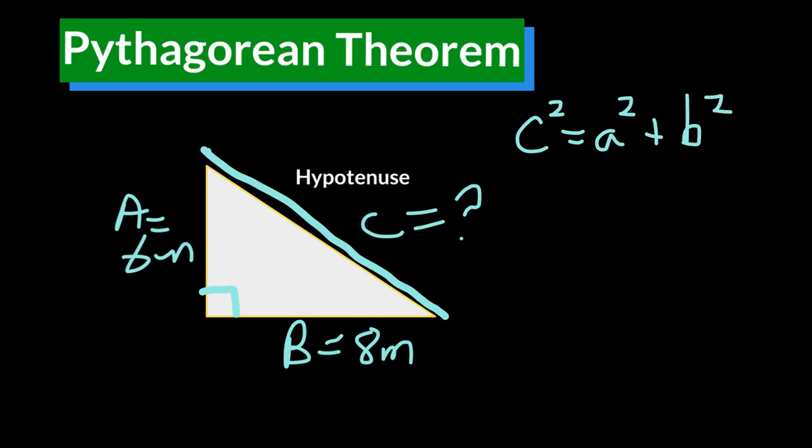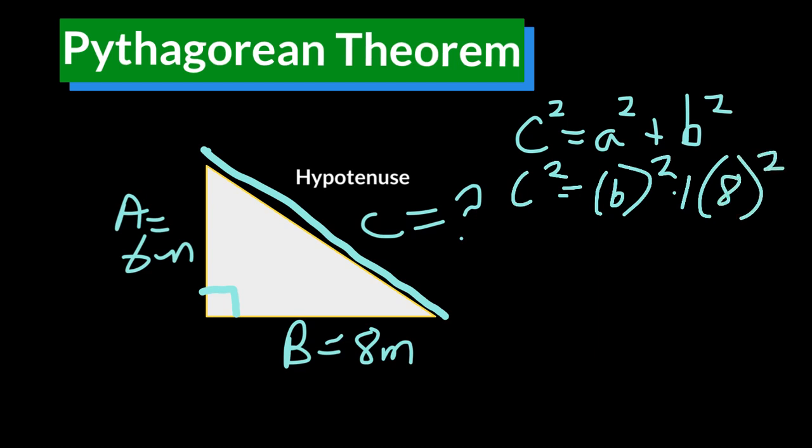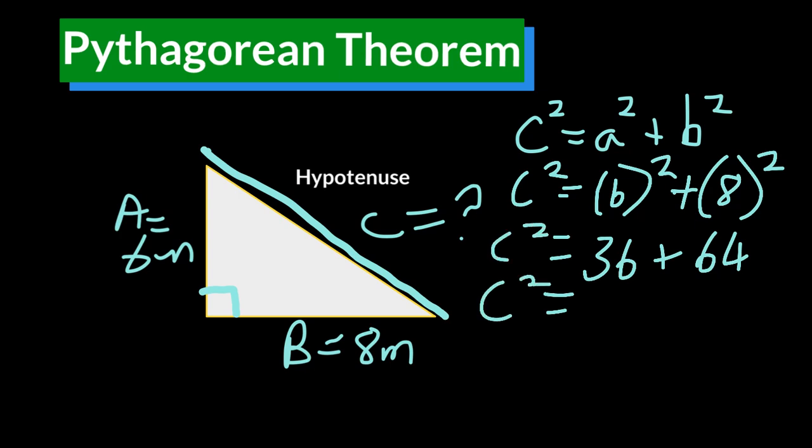So we fill in the values. C squared is equal to 6 squared plus 8 squared. So c squared is equal to 36 plus 64. So c squared is equal to 100. But we're looking for the value of c, not c squared.